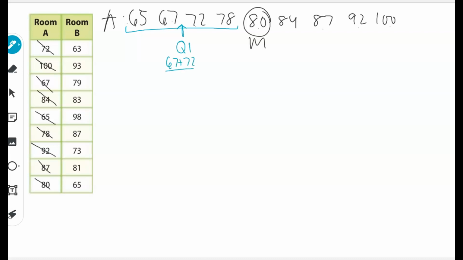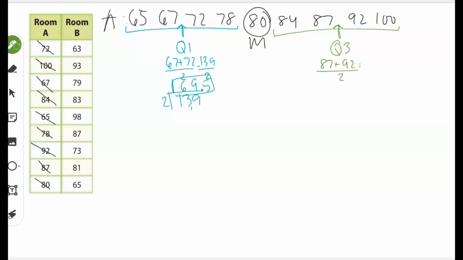So I'm going to find the average of those two numbers. 67 plus 72 is 139. Divide that by 2. I have 69.5. That's my quartile 1. Quartile 3 is going to be in the middle of 87 and 92. So I'll find the average of those two numbers, and that's going to be 179 divided by 2. It's going to be 89.5.